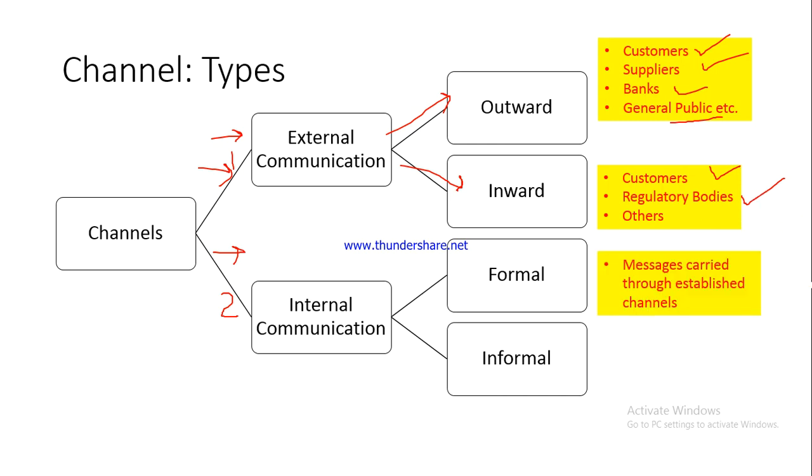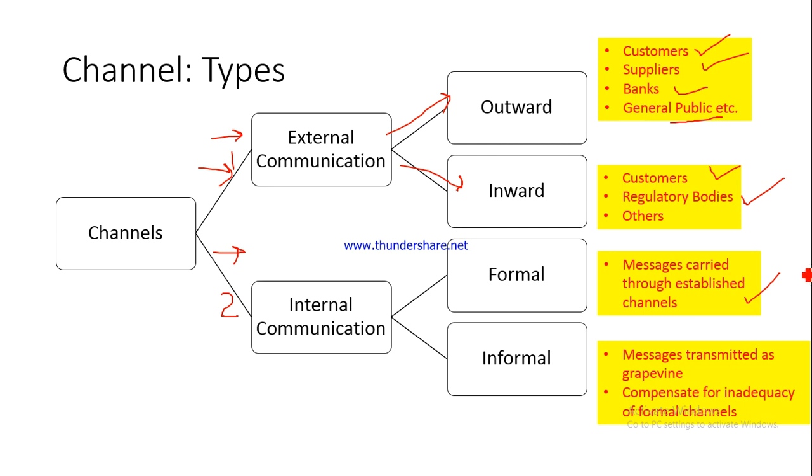Now let's talk about formal communication. Message carried through established channels. So I told you, for example, if a notice is sent to you on your WhatsApp number, if a notice is pasted on the college notice board, if you send us an application telling us that you have not been able to attend class because of some illness, so these are all established channels, and such communication is known as formal communication. On the other hand, message transmitted as grapevine.